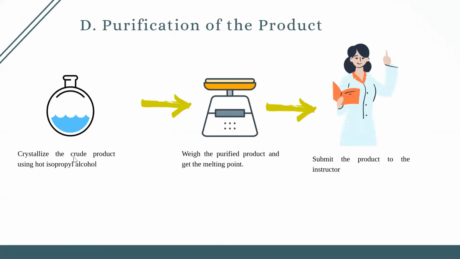So the last method is the purification of the product. You must crystallize the crude product using hot isopropyl alcohol, followed by weighing the purified product and getting the melting point, and submit the product to your instructor.